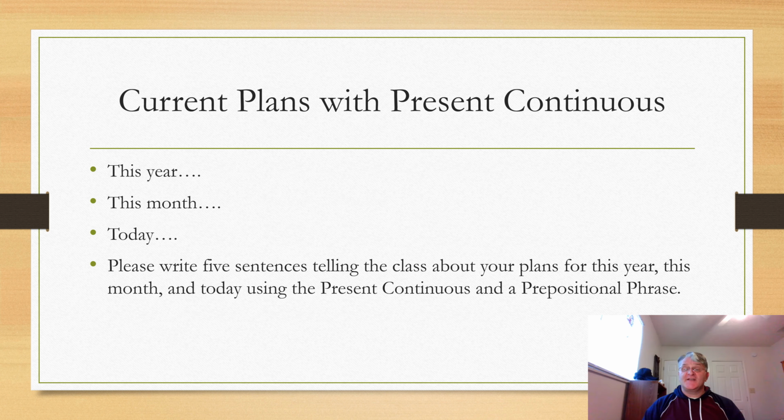So let's think about your current plans with the present continuous. So this year, this month, and today. So try to write 5 sentences telling the class about your plans for this year, this month, and today using the present continuous and a prepositional phrase. So take a few minutes. An example could be, this year I am studying for my driving test.